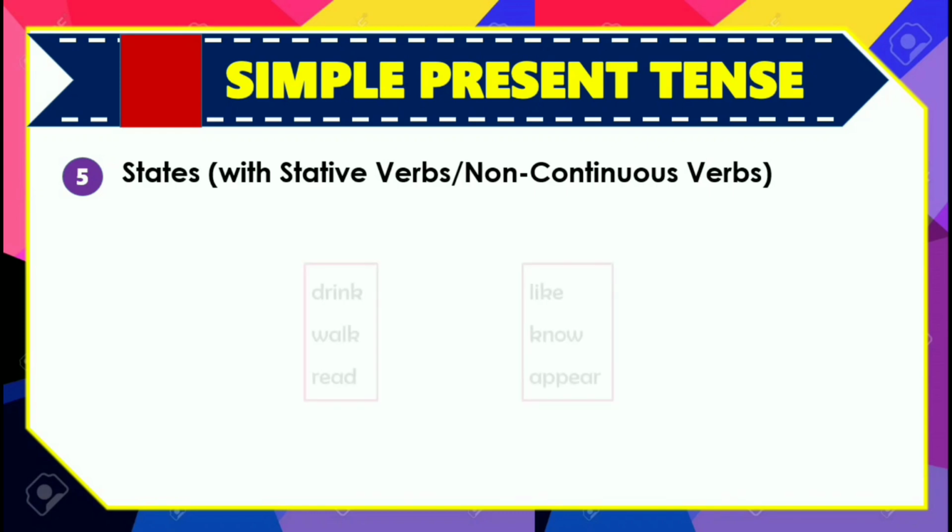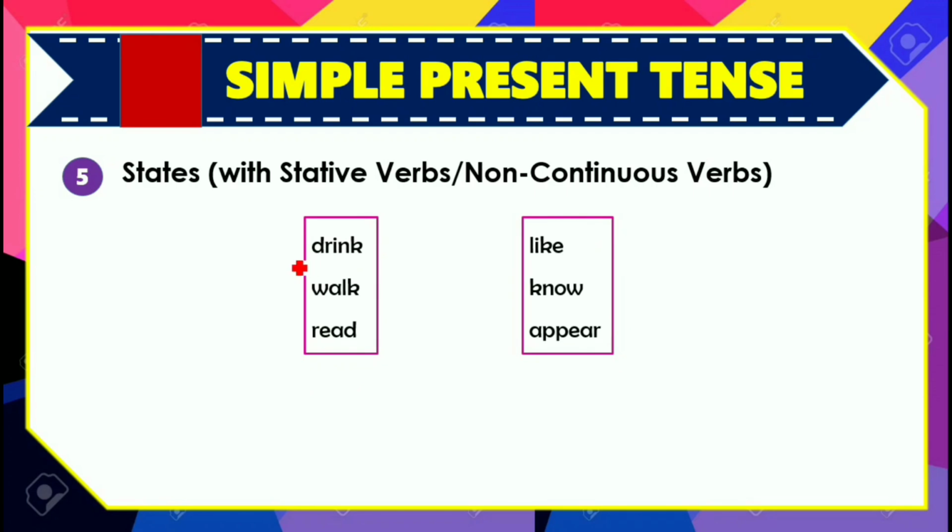Now let's take a look at this example. Here we have drink, walk, and read. They show activity. There is a physical action. So these verbs are action verbs. On the other hand, verbs like know, like, appear are not really action words. This is what we call state. You just simply describe the situation, that he knows something, that he likes it.